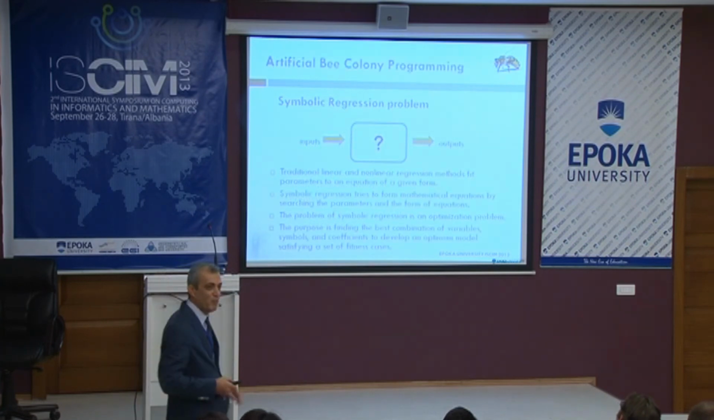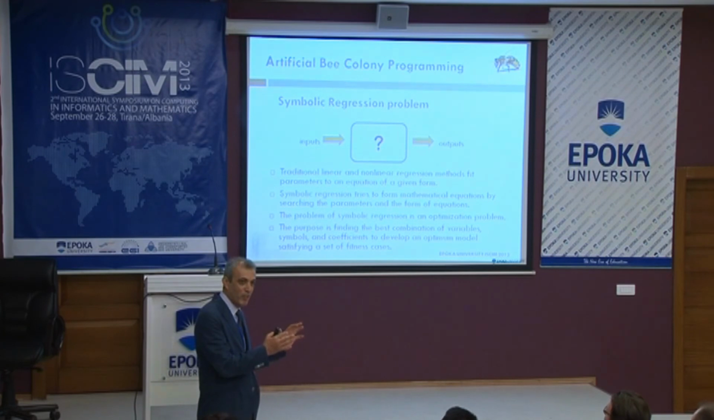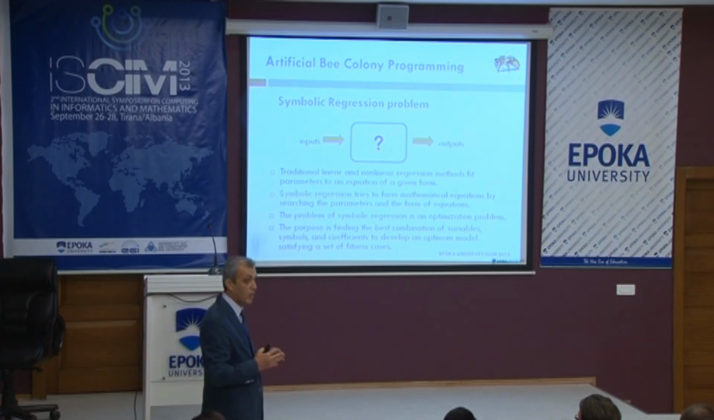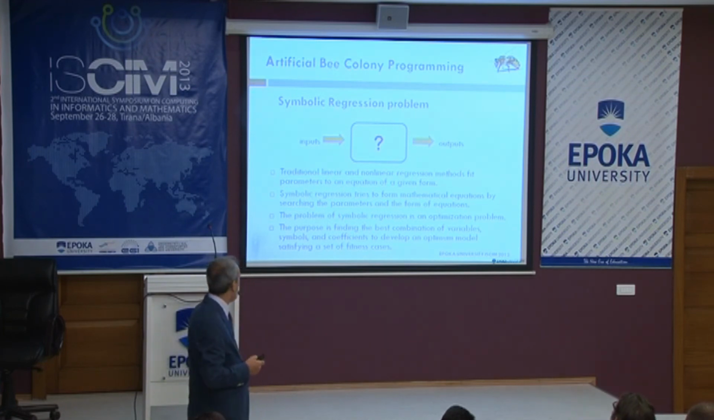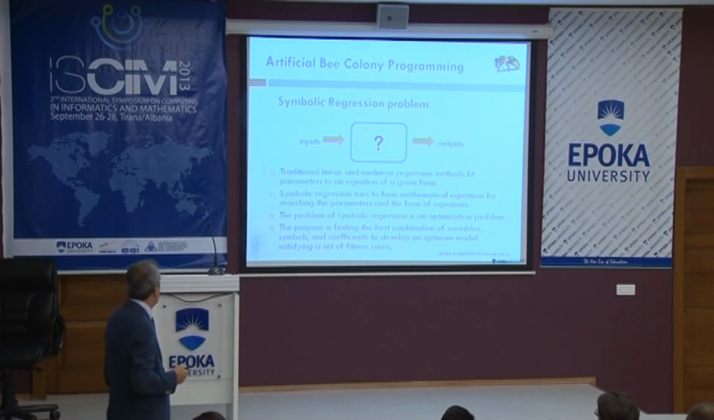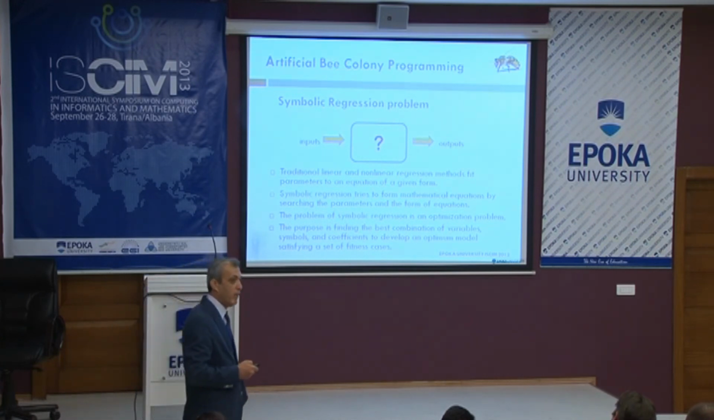All right, now. Until this point, I just described and presented some basic simulation results on basic ABC. Now, this is a recent variant of ABC. Last year, it was introduced and published in the Information Sciences Journal. Artificial bee colony programming, like genetic programming.